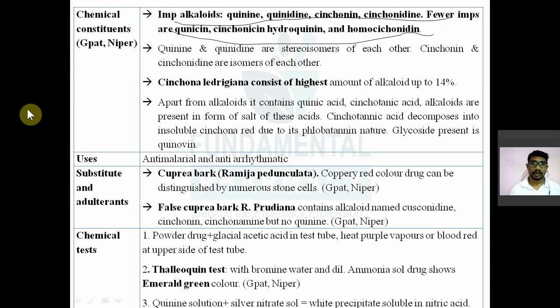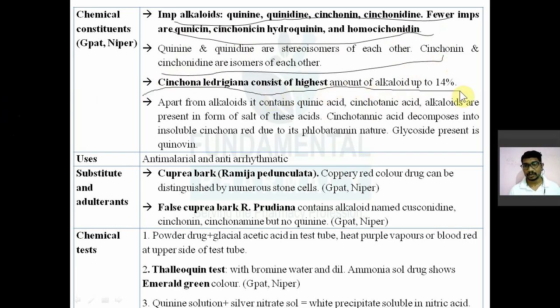Quinine and quinidine are stereoisomers of each other. Cinchonine and cinchonidine are also stereoisomers of each other. So the second point: quinine, quinidine and cinchonidine are isomers of each other. The Cinchona ledgeriana variety has the highest amount of alkaloids.